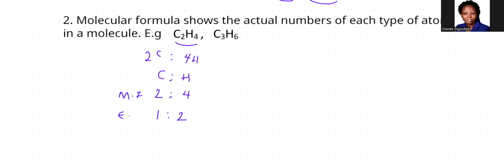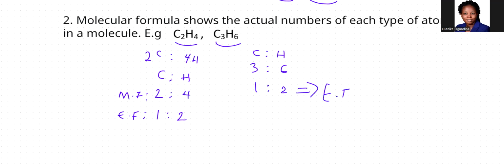The same thing happens to the second example here. In the second example, the actual number of carbon that we have is 3, whereas the actual number of hydrogen we have is 6. This is the number of hydrogen and carbon in this molecule. From there, we can get the simplest ratio, which corresponds to the empirical formula, to be 1:2. And this is the empirical formula.